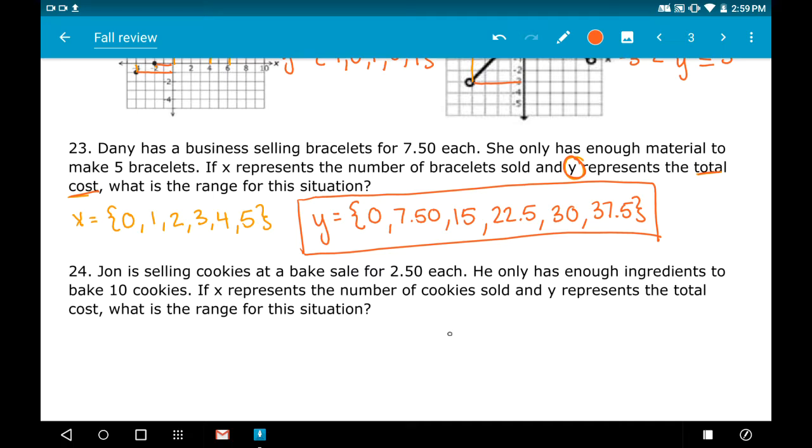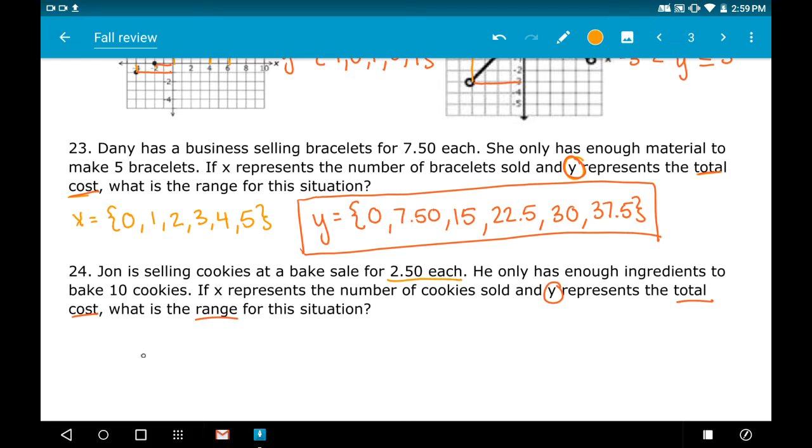Now 24 is going to be similar. So it says John is selling cookies at a bake sale for $2.50 each. He only has enough ingredients to bake 10 cookies. If X represents the number of cookies sold and Y represents the total cost, what is the range for this situation? So again, we need Y, just the total cost. That's going to be the range. We still have to figure out our domain though, so we can figure out what the range would be.